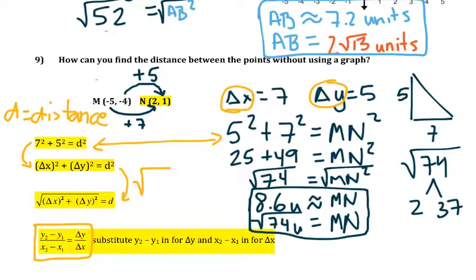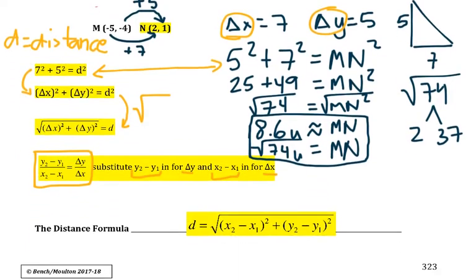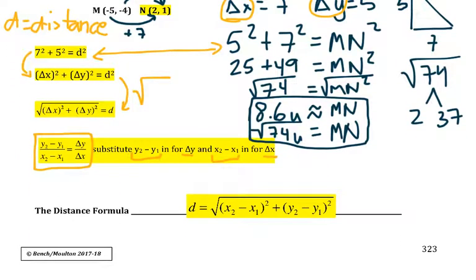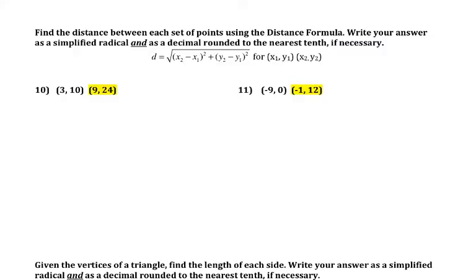And so instead of writing change in y and change in x, they said we're going to substitute in y2 minus y1 for the change in y, and x2 minus x1 for the change in x. And when they do that, they get the distance formula. And this here's the distance formula. Distance equals the square root of (x2 minus x1) squared plus (y2 minus y1) squared. Now, we're going to use this distance formula to find the distance between 2 points.